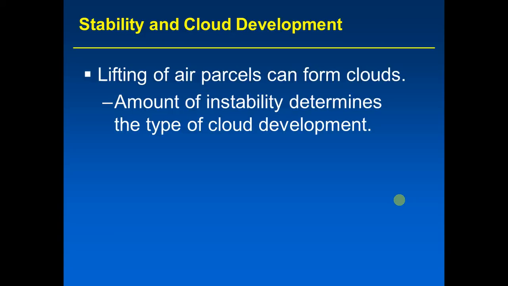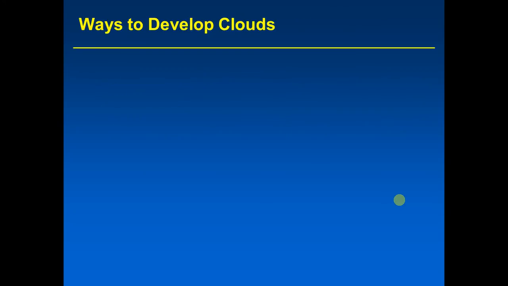Now, what are some ways to form clouds? What are some ways to get the air rising to form clouds? Well, there are four principal ways to get the air rising to form clouds in the atmosphere. We'll be discussing each. First is convection. This occurs when air at the surface is warmed and bubbles of rising air, these air pockets, these thermals, go upward, okay?